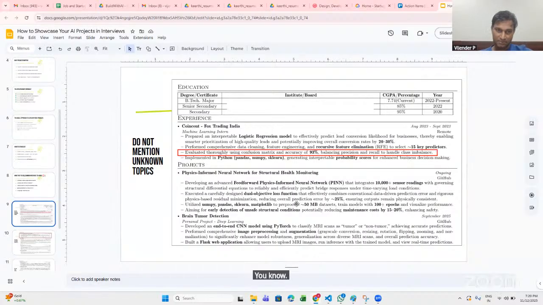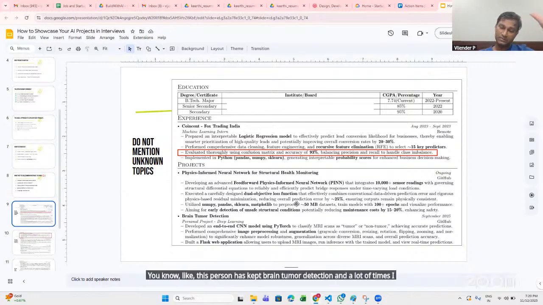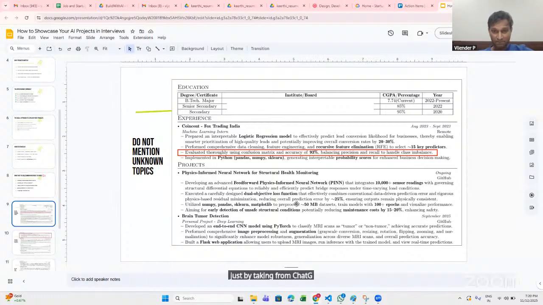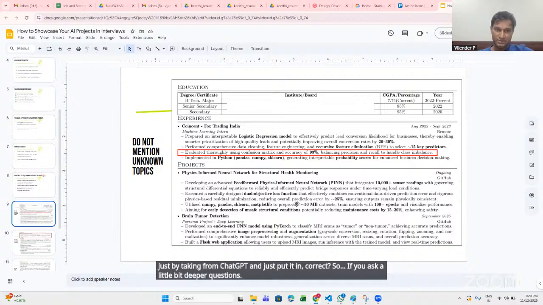Like this person has kept brain tumor detection. A lot of times I see people putting in a lot of complex projects just by taking them from ChatGPT and putting them in. Correct. So if you ask a little bit deeper questions, they don't know the answers. They don't have the concepts. If you don't have concepts, there's no point, right? It's a waste of your time, and a waste of the interviewer's time.